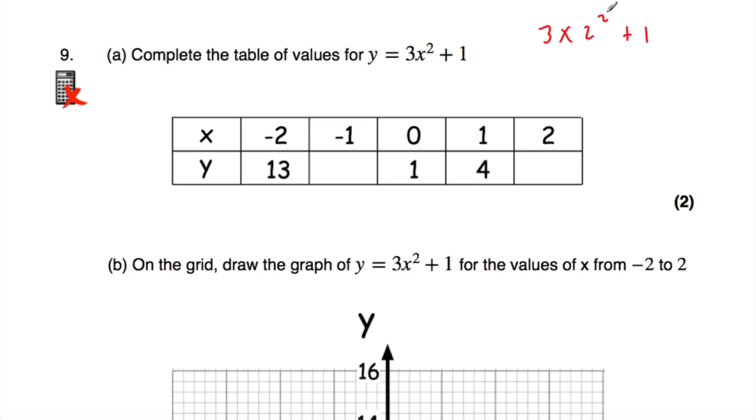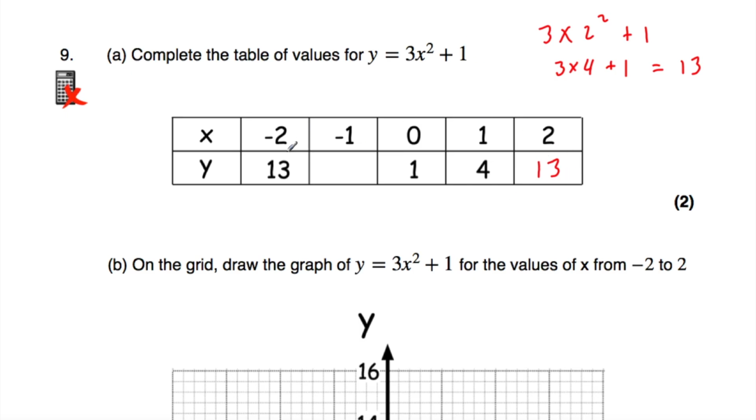then plus 1. 2 squared, remember our order of operations, we've got to square first. So working out the 2 squared first of all, 2 squared is 4, so we've got 3 times 4 and then plus 1. And 3 times 4 is equal to 12, plus 1 is equal to 13. So that means whenever x is equal to 2, y would be equal to 13. So what we've done is we've just squared 2, which is 4, times by 3, which is 12, and then added 1. So we've worked out that missing value.